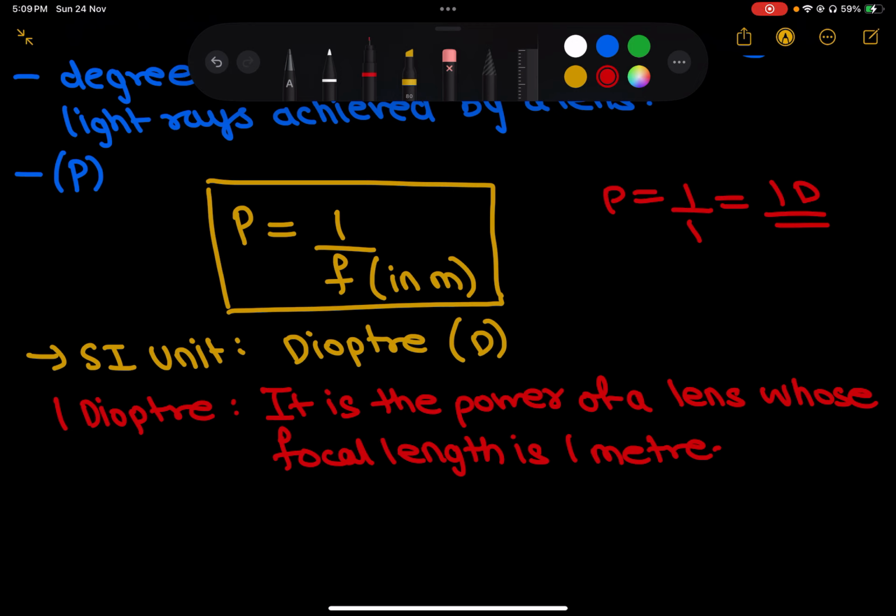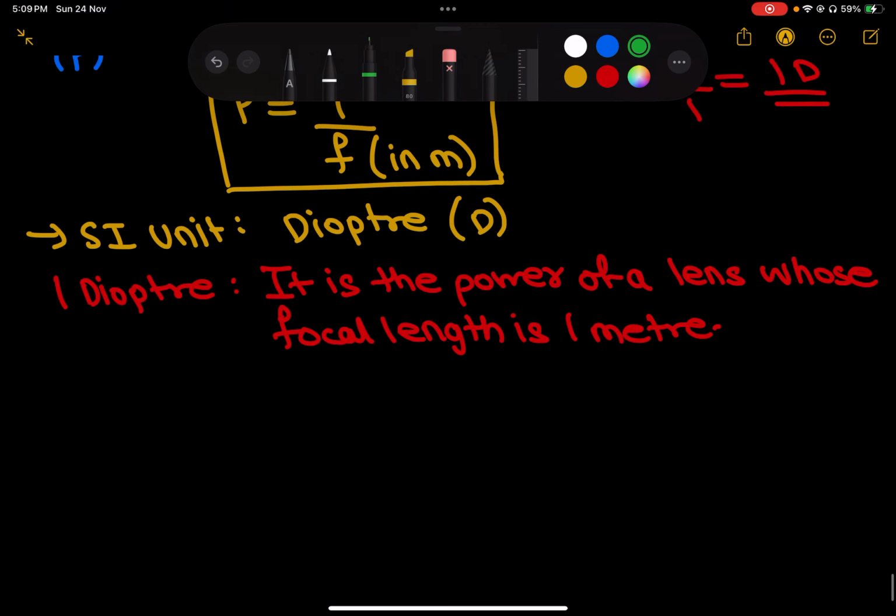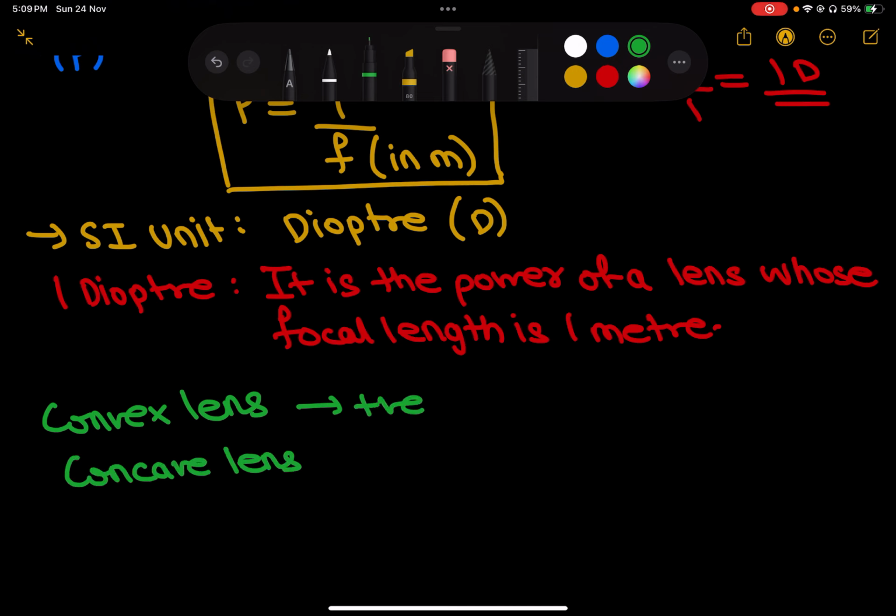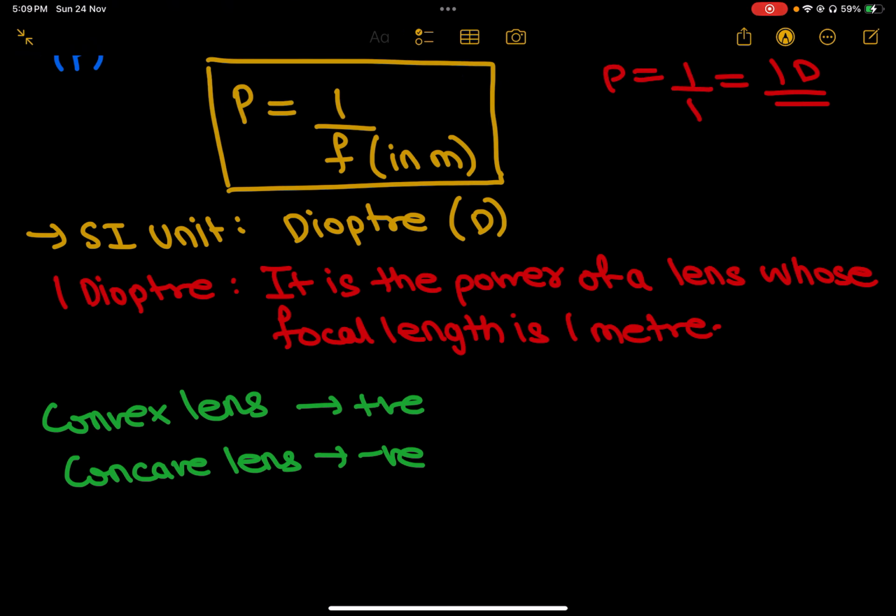You may note here, one more thing, that power of a convex lens is always positive. Concave lens power is always negative. Obviously, right? Because convex lens focal length is positive. For convex lens, focal length is positive. For concave lens, focal length is negative. And power is the reciprocal of focal length, right? So, for convex lens, power and focal length are positive. For concave lens, power and focal length are negative.